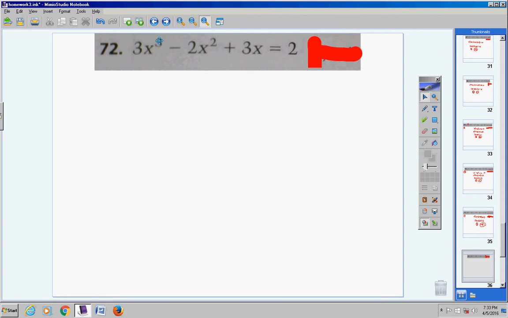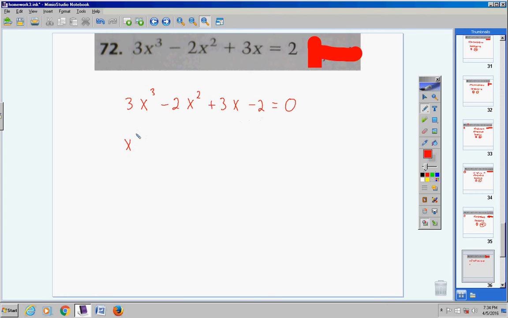Now notice on this problem, we do not have the right side equal to 0. Don't ever forget to check that, guys. You can't know how to factor or find the zeros if one of the sides is not equal to 0, okay? So bring that 2 over, make it a negative 2. There we go. Now, I have a 4-term expression. Maybe it's factorable, maybe it's not.